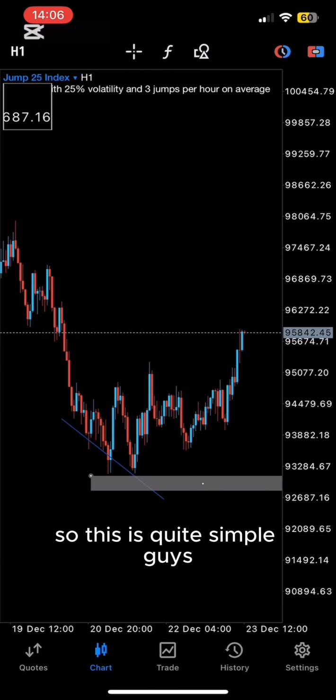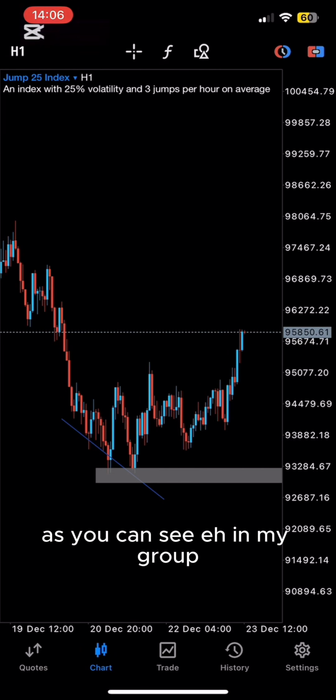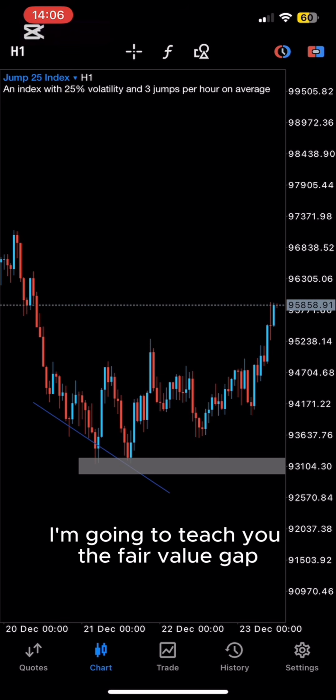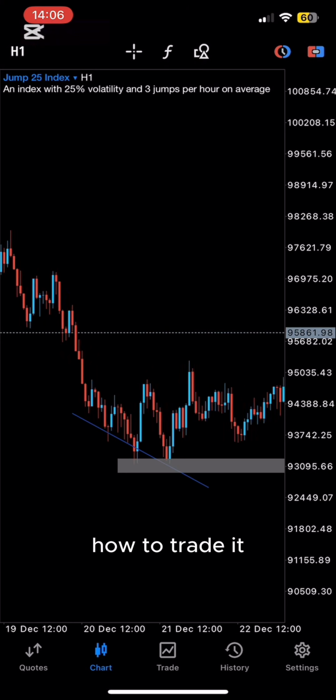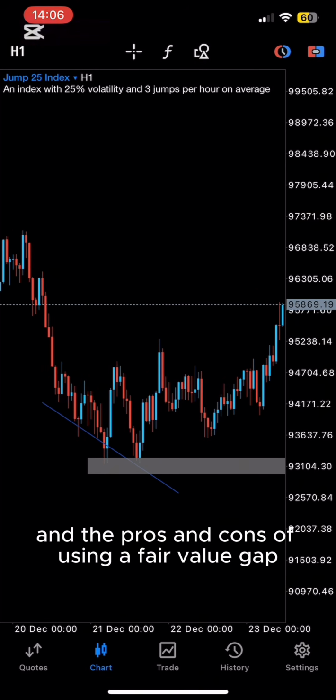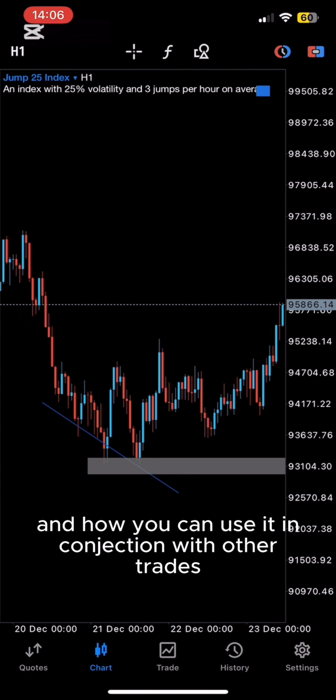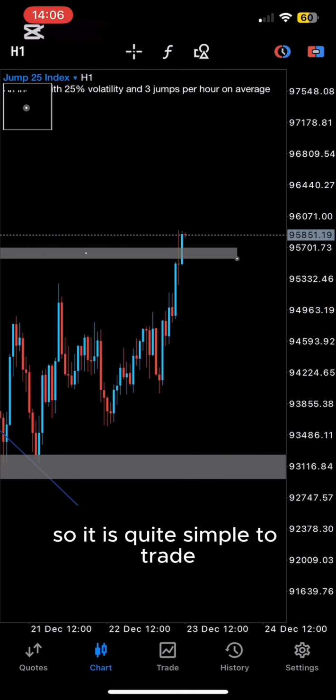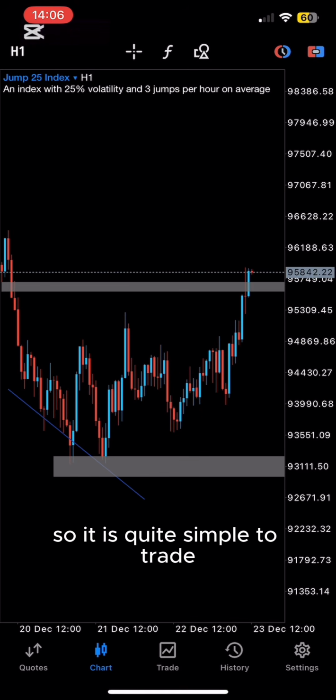So this is quite simple, guys. As you can see, in my group, I'm going to teach you the fair value gap, how to trade it, the pros and cons of using a fair value gap, and how you can use it in conjunction with other trades. So it is quite simple to trade.